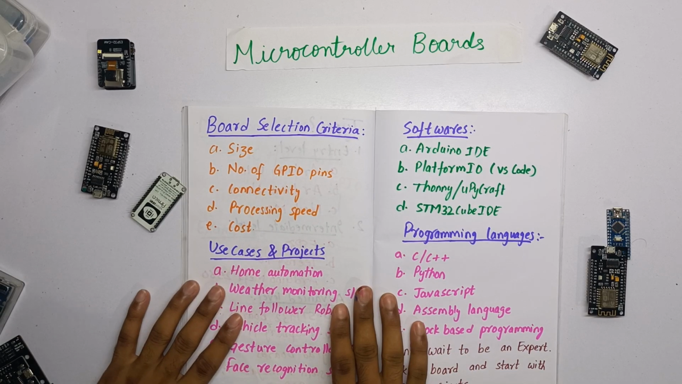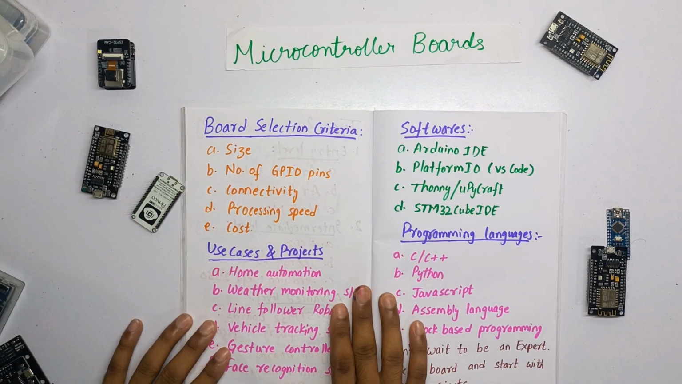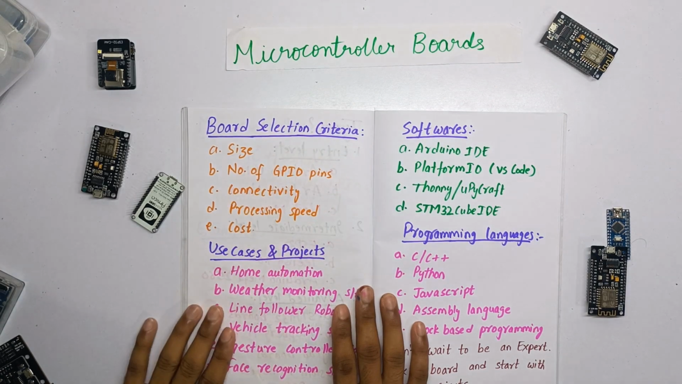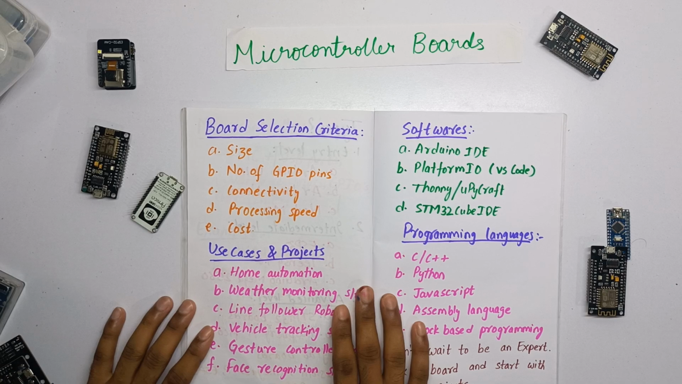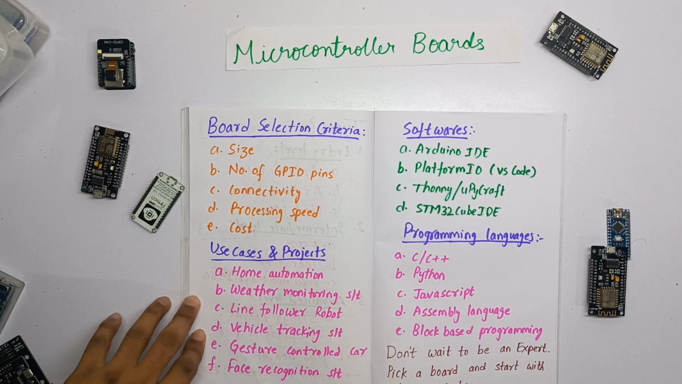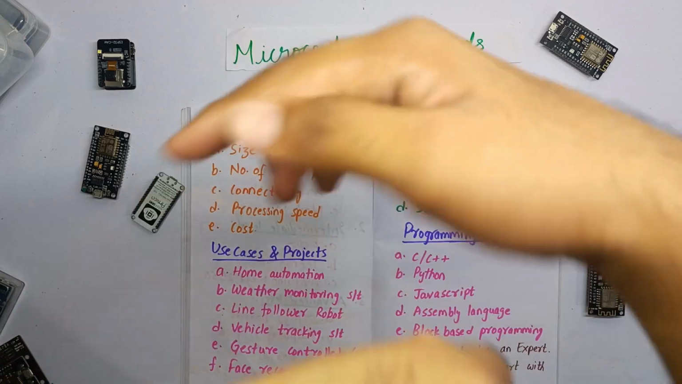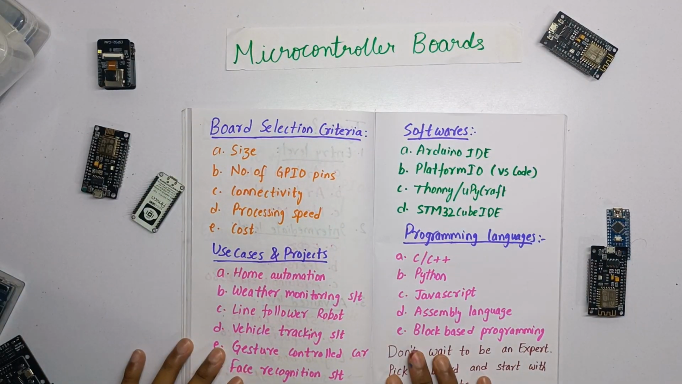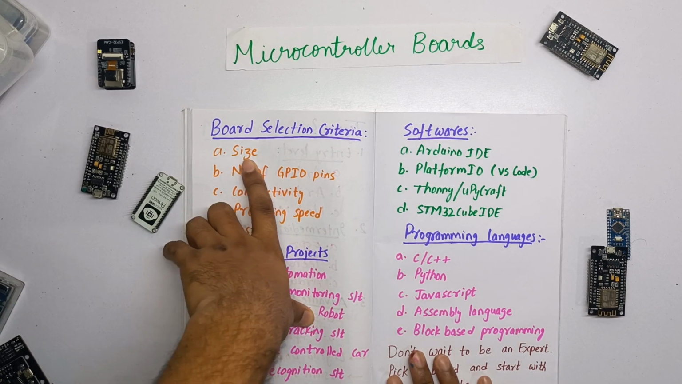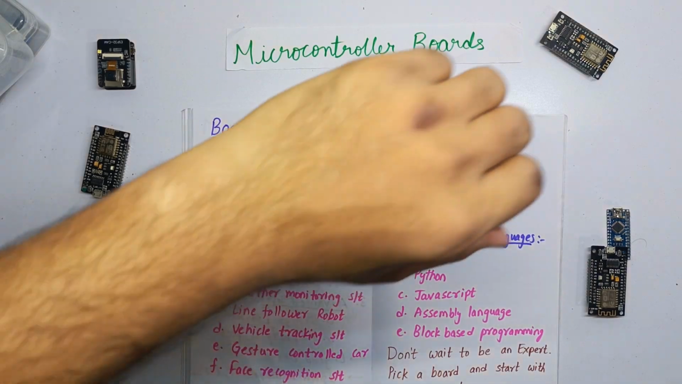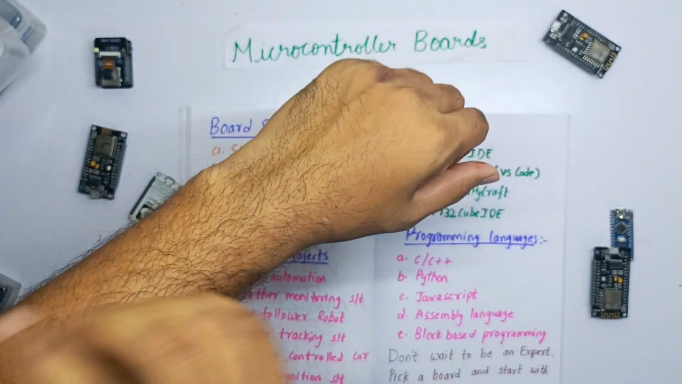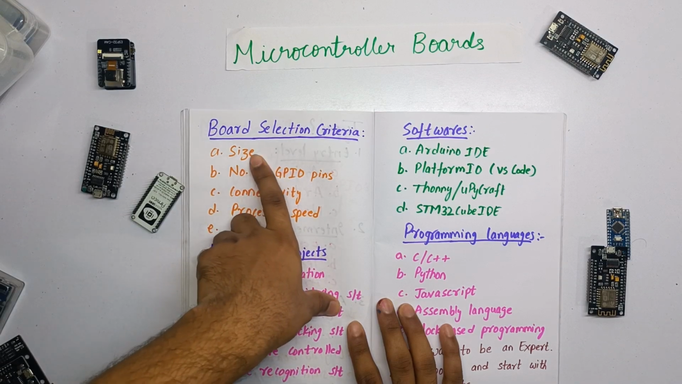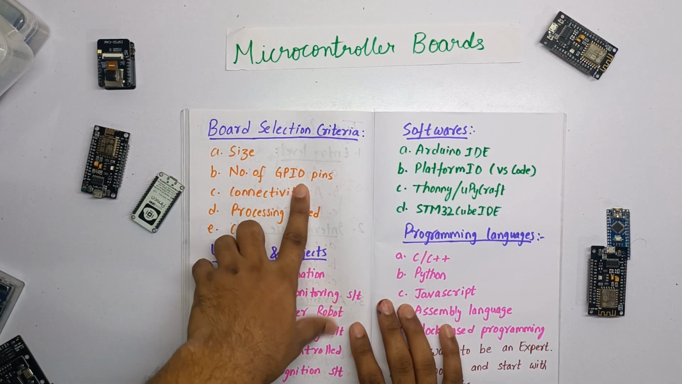Whenever you are working on a project, you need to consider some criteria specific to your project. For example, I want to create a patient health monitoring system, like a fitness band for a patient to monitor vitals. There, the size of the board matters, because it has to be as small as possible, right? I cannot make it so large and I cannot make it so heavy. So there I'll consider less size, and also the number of GPIO pins.